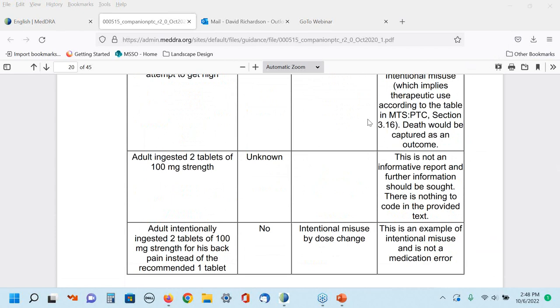But medication errors is very, very tricky because it is fundamentally flawed by virtue of the fact that, because there's an error hidden in there, it is sometimes hard to get all the facts that you need to make a good coding decision.